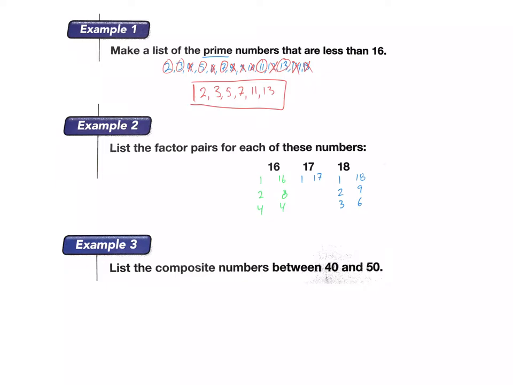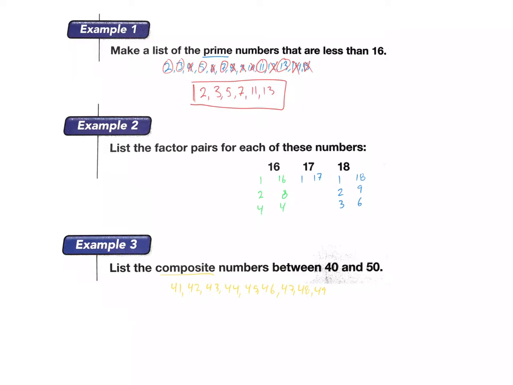All right. Example 3 says, list the composite numbers between 41 and 50. This is a little bit different than example 1, because it said list the prime numbers. Now we are asked to list the composite numbers. So I'm going to go ahead and list these out here. 41. Okay, so I just listed them out here.